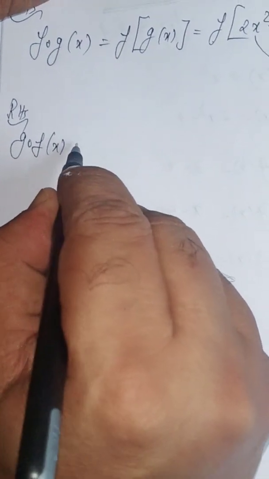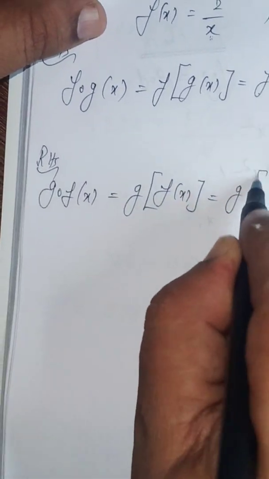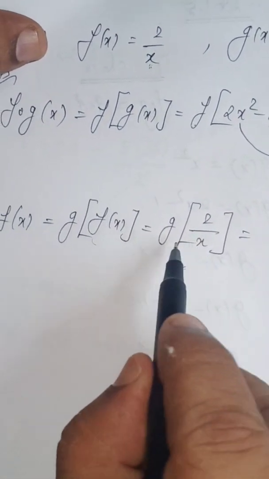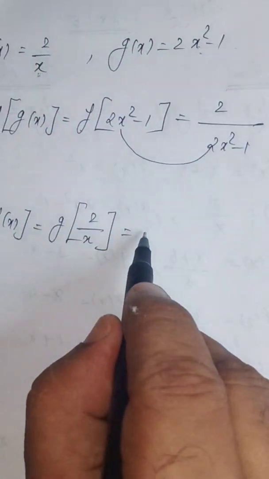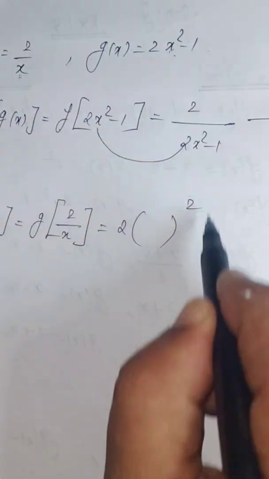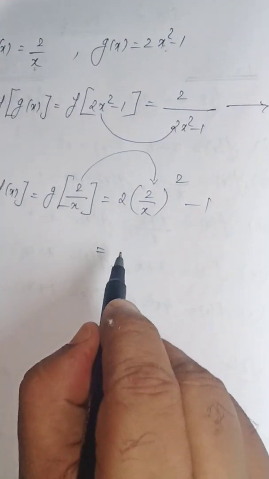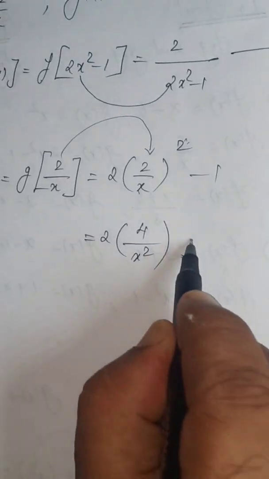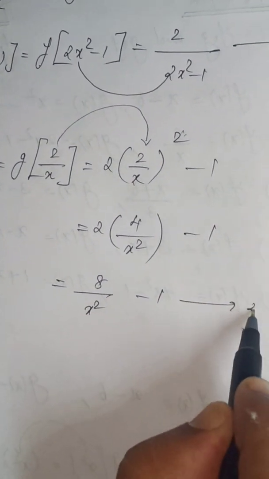Introduce x. So g within brackets f of x. That f of x can be replaced by 2 by x. The function outside the bracket, that is g, we have 2x squared minus 1. Instead of x I have to introduce brackets, square, right as it is, minus 1 as it is. Inside the bracket you have to write 2 by x. That is equal to 2 right as it is. 2 square is 4 divided by x squared minus 1 as it is. 2 4s are 8 by x squared minus 1. Let it be number 2.